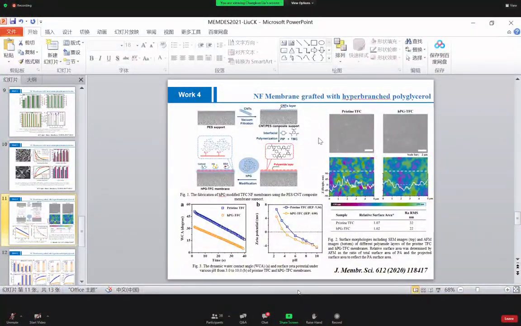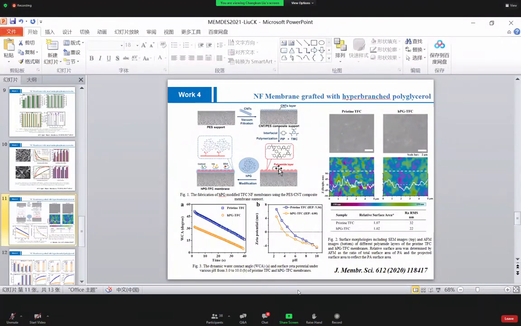And in the fourth work, we also prepared nanofiltration membranes, but this time the membrane is grafted with hyperbranched polyglycerol. So we still use the PES support, and we immobilize the carbon nanotubes by vacuum filtration. And after that, we carry out the interfacial polymerization with piperazine, PIP, and also trimesoyl chloride, the TMC.